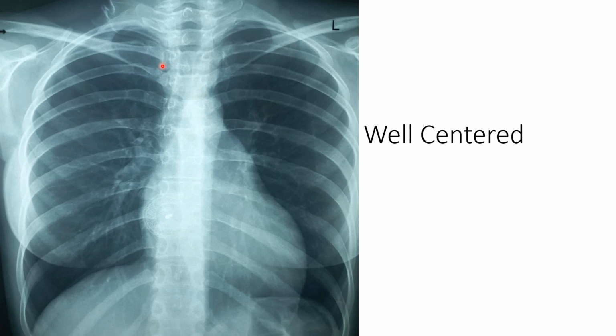The distance between this medial end of clavicle to the spinous process should be equal to this to the medial end of the left clavicle. So here it's not perfectly equal, because you will find that this distance is a little bit longer than this distance, but anyhow it is reasonably okay. So we can say it's reasonably well centered, because you can't get everything perfectly equidistant in all the x-rays, but as long as it is reasonably okay, then we can say it is well centered.